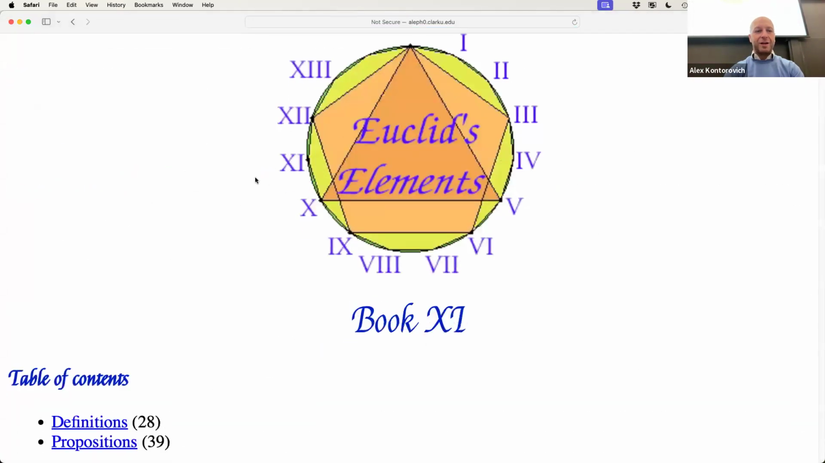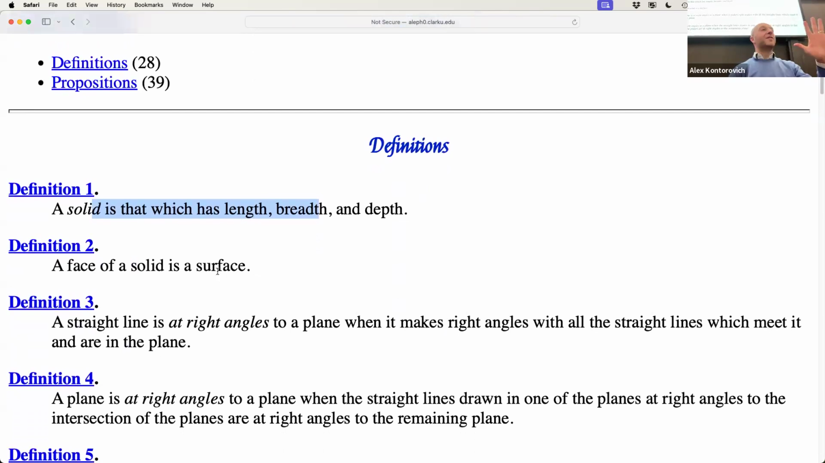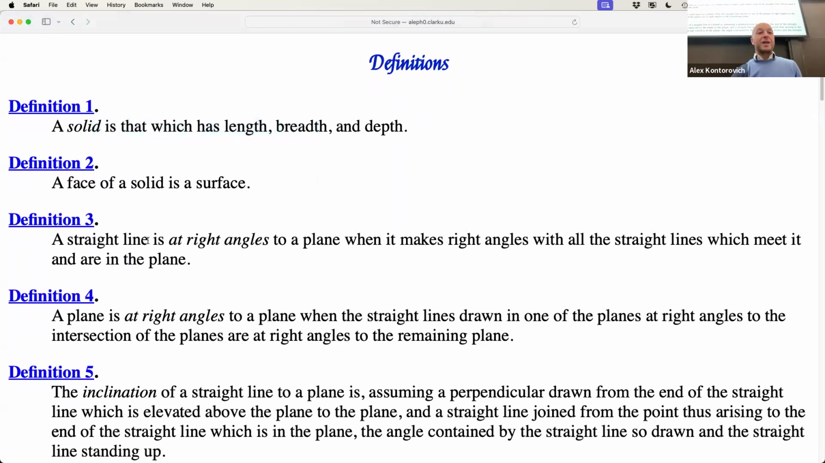So here's book 11. The first definition is a solid. It's something that has breadth and length and depth. Okay, 3 dimensions. Again, you should not say such things because what does depth mean? What does breadth mean? And you get this infinite recursion. The face of a solid is a surface. By face, I mean a 2-dimensional object. Solids are made up of 2-dimensional faces. A straight line is at right angles to a plane when it makes a right angle with any line in that plane. So this is like what we would call a normal line to a plane.